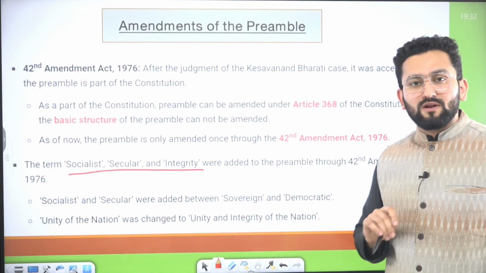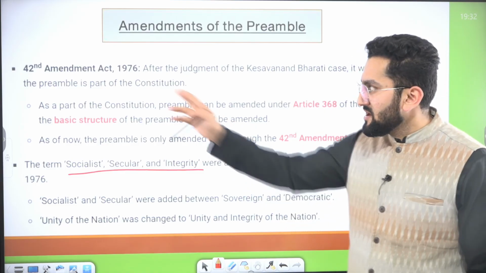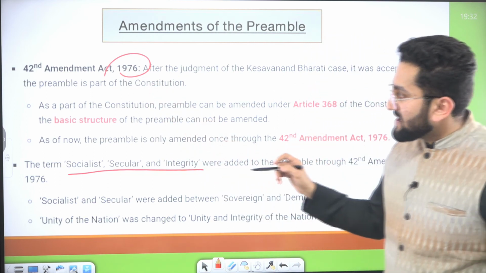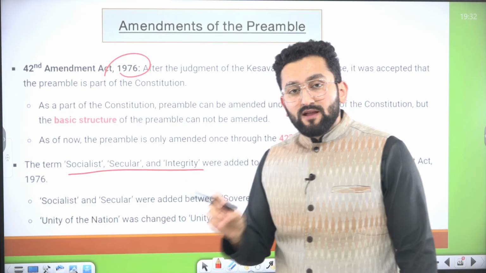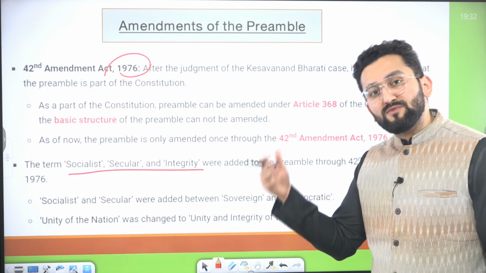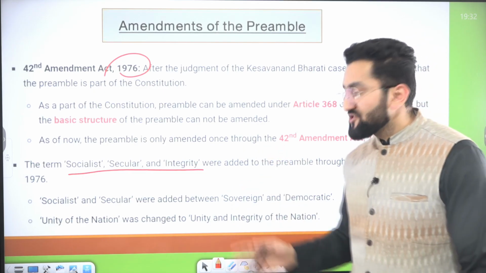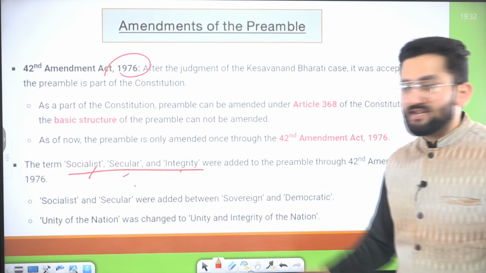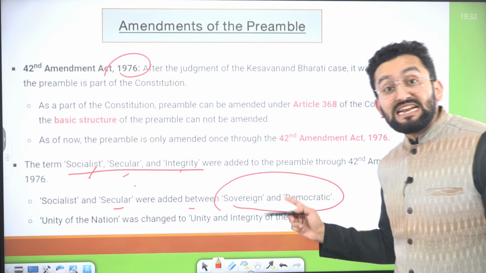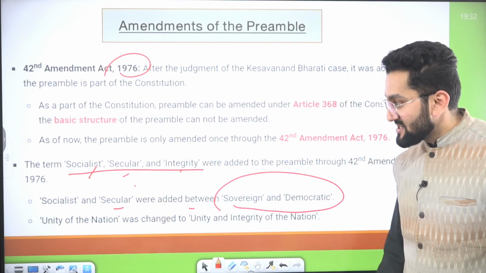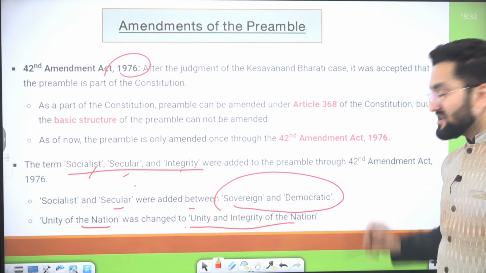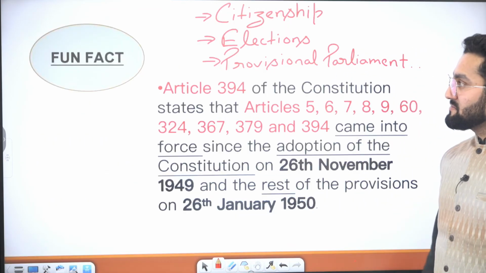Now, amendment to the preamble. There is only one time amendment happened, 42nd Constitutional Amendment 1976, as I told you. At that point of time, it was quite clear that you cannot change the basic structure. So taking inspiration from the provisions which are already mentioned in the Constitution, 3 words were added: socialist, secular and integrity. Socialist and secular were added between sovereign and democratic. It tells the nature of Indian state. Unity of the nation was earlier phrase, now unity and integrity of the nation was made here.